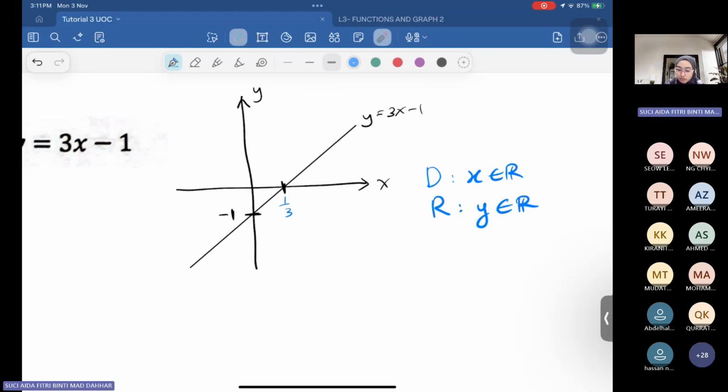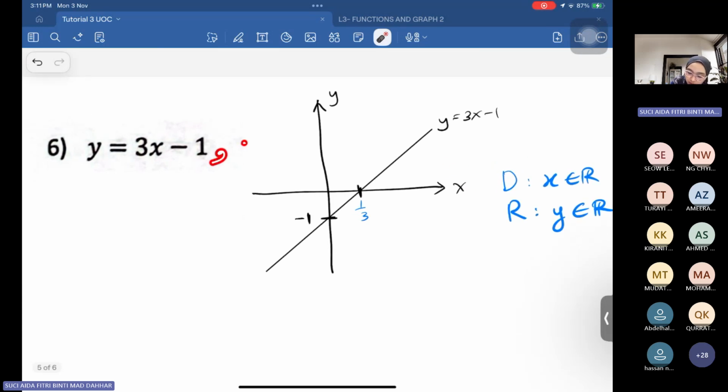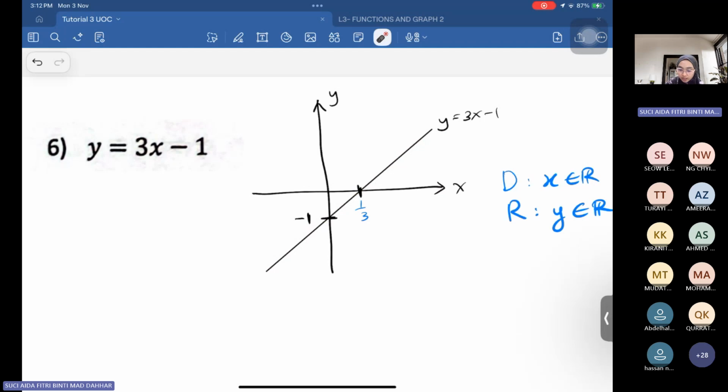Unless they restrict it, let's say they put a comma on the side and then say that x is between 0 to 5, for example. So you're going to start at this point, and then it goes up until 5 here, right? So you have a starting and end point. You need to be very careful whether to include this point or not. Because 0 is not included, this point shouldn't be included then. But that's not the case here.